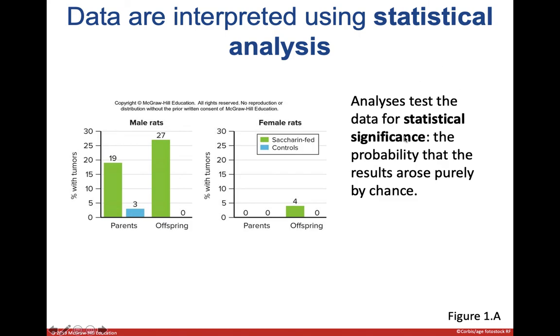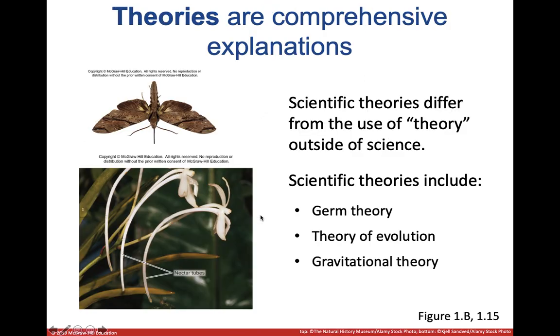Now, statistical analysis would show that this difference is statistically significant. Yes, 4 and 0 is different. It is different. That is a 100% fact. 3 and 4 is also different. But it is not statistically significant. You can't say that the saccharin caused the cancer. It could have been easily explained by the fact that cancer exists.